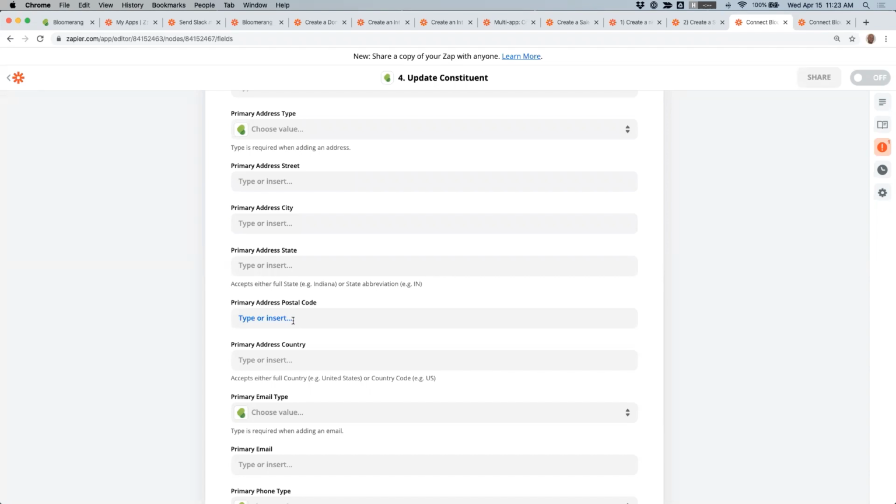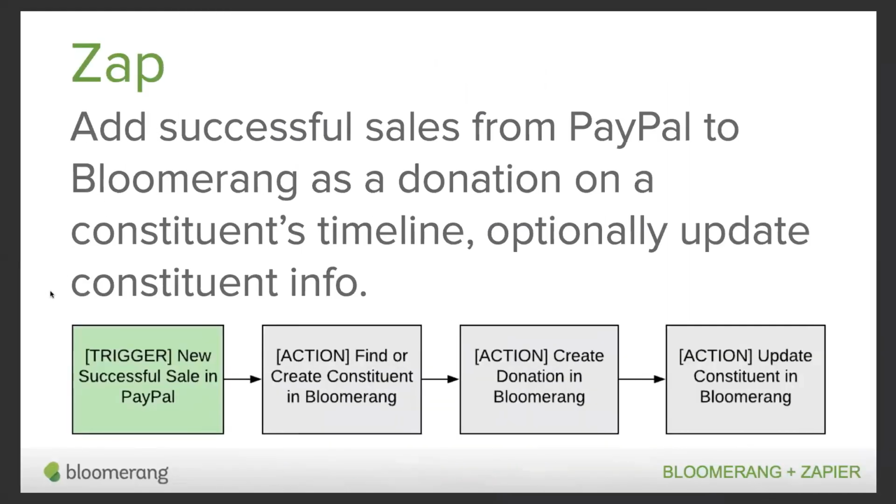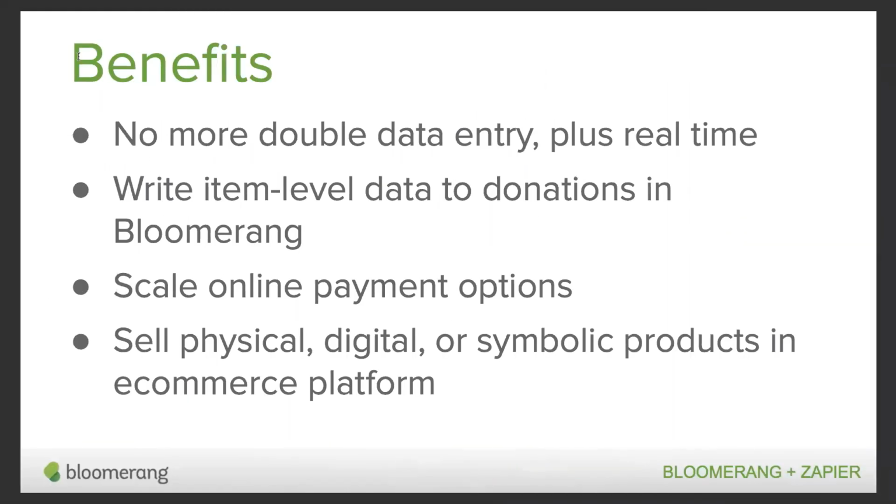We talked a little bit about this when we did an earlier question and answer period, but the benefit of using a PayPal or Square or Stripe integration is that you don't have to enter that information into Bloomerang manually. We can do all the mapping and automate that process when they come in real time.